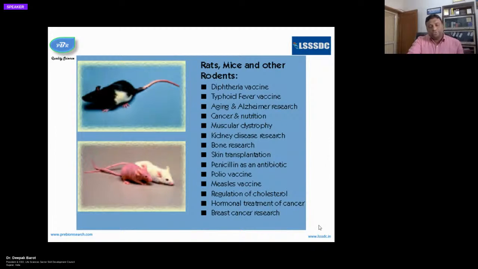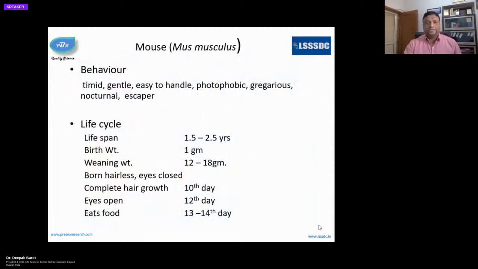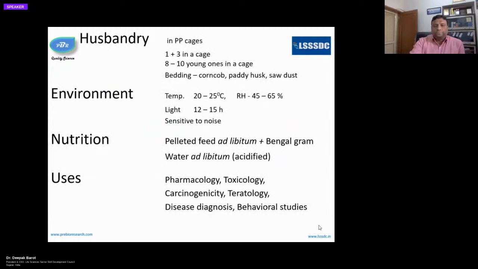Most common species which are used in drug discovery and development are rats, mice, and other rodents, right? So the mouse is also called Mus musculus. Lifespan itself is hardly 2-2.5 years. The birth weight is hardly 1 gram. A very timid, gentle, easy to handle species. Okay. And after birth, by the 13th or 14th day, they will start eating food also.